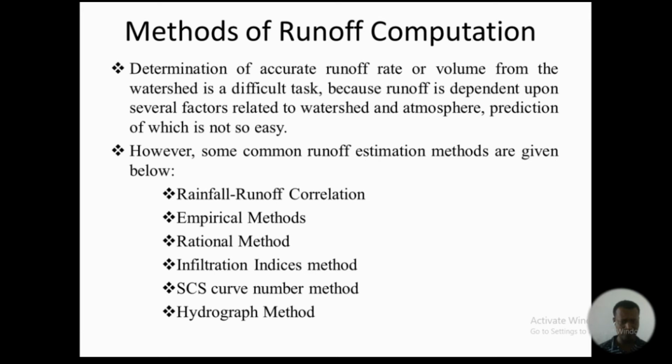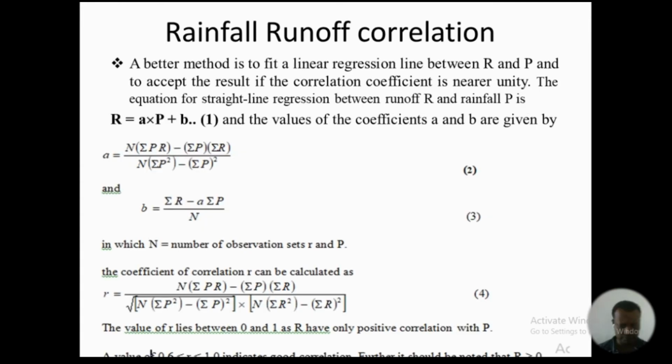However, some common runoff estimation methods are given below: rainfall runoff correlation, empirical methods, rational method, infiltration index method, soil conservation service curve number method, and hydrograph methods. Those are some methods used to determine the rainfall runoff relationship. Now, the first one, rainfall runoff correlation.